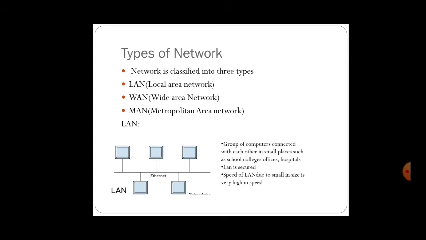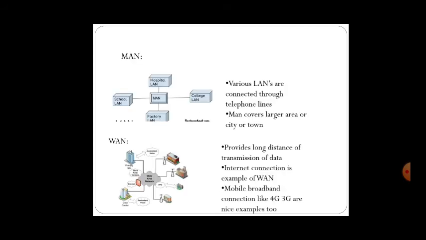LAN is nothing but a group of computers connected with each other in a small place, such as schools, colleges, offices, hospitals. So this is secured. In our schools also the systems are connected through LAN. The speed of LAN, due to its small size, is very high. Obviously there are no other systems, only this many systems are used, and obviously the speed of each machine will be very high.